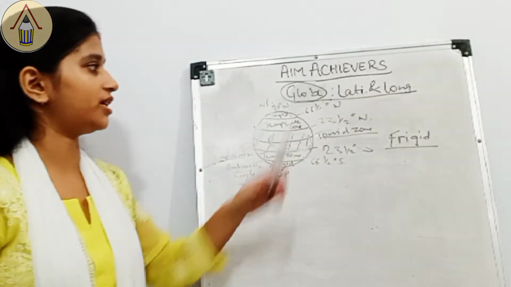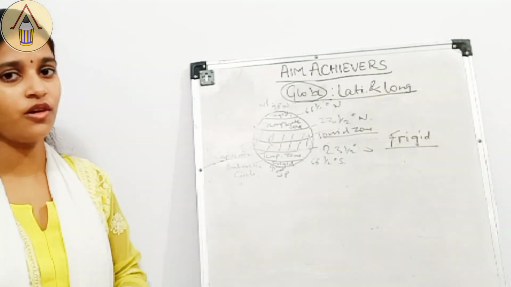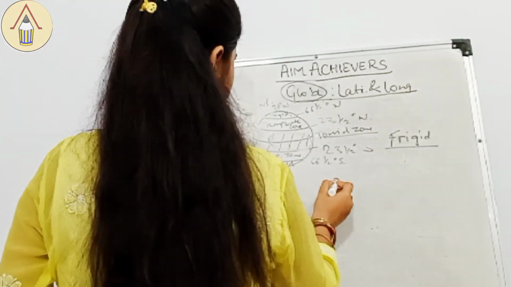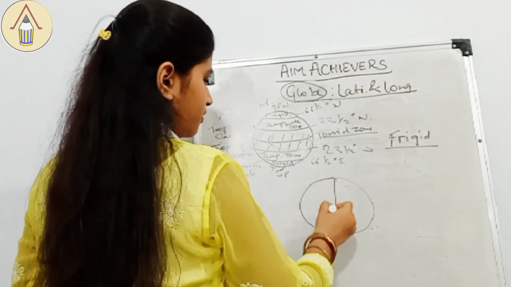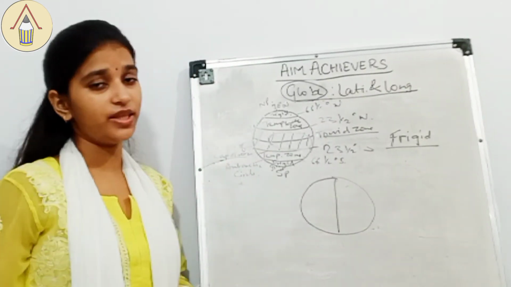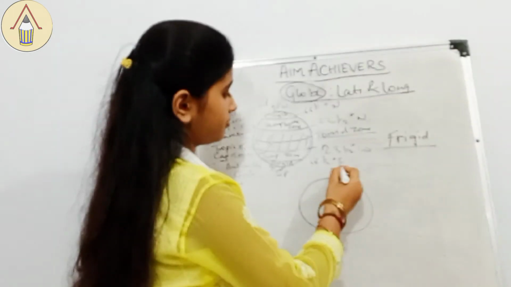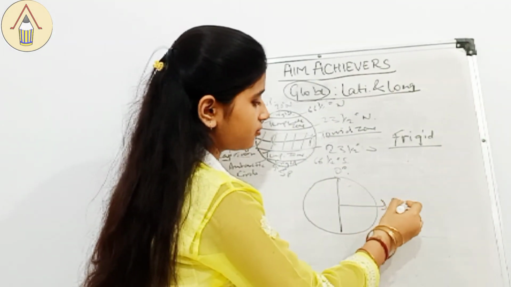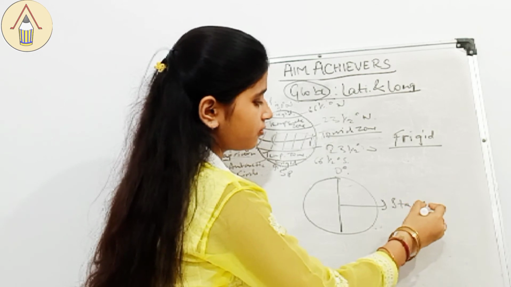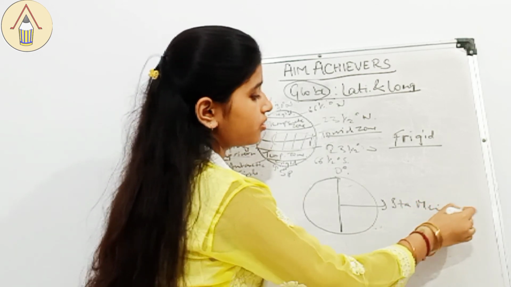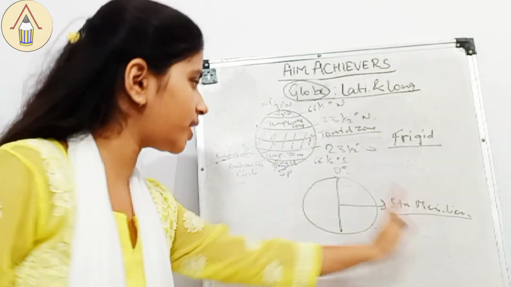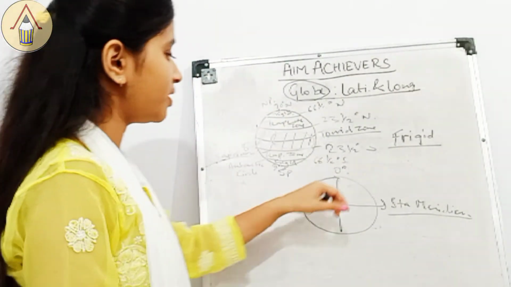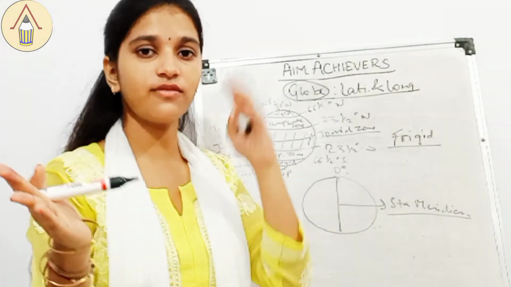Next, we have talked about latitudes. Now comes longitudes. In longitudes, only one thing is necessary, that is the standard meridian, the 0 degree. Okay, 0 degree is the standard meridian from which we distinguish the eastern part and the western part. Like equator is the northern and southern divider, similarly, standard meridian is the eastern and western divider.